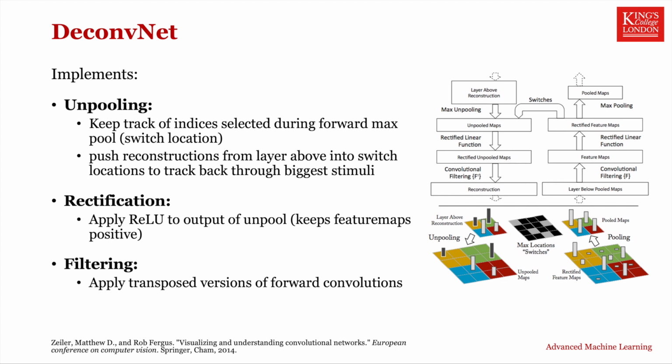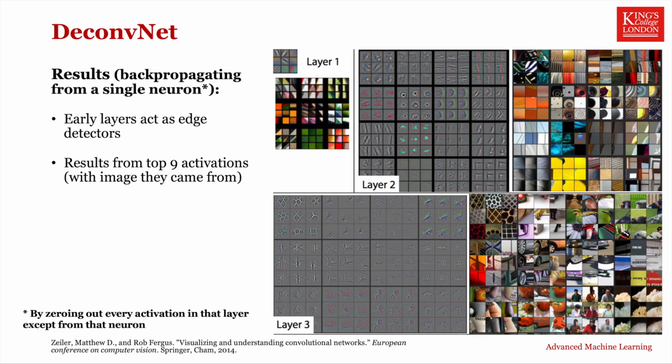After this stage, the signal is rectified, in other words, passed through a ReLU to keep signals corresponding only to positive gradients. And then finally, the signal is passed backwards through convolutional operations by transposing the filters. When these operations are tracked backwards from a single neuron, singled out from a layer by zeroing out all the other activations or channels for that layer, then these are the types of maps which result.